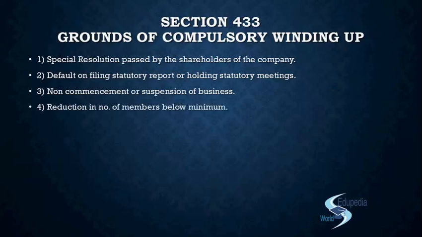Next is the reduction in the number of members below statutory minimum. So for public company it is 7 and for the private company that is 2. If the number of members they fall below the statutory minimum, then the court would have to order winding up to the company. Fifth ground was the company is unable to pay its debt, and we had seen that the minimum amount is rupees 500, and if they are unable to pay it for 3 weeks, then that would call for winding up of the company.